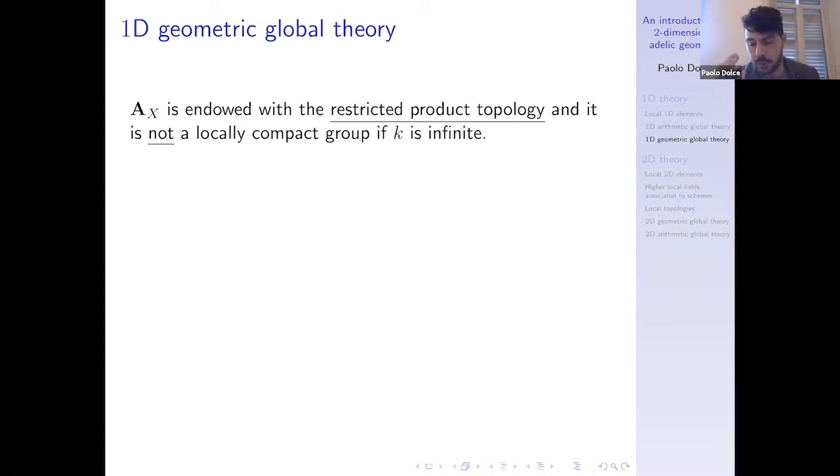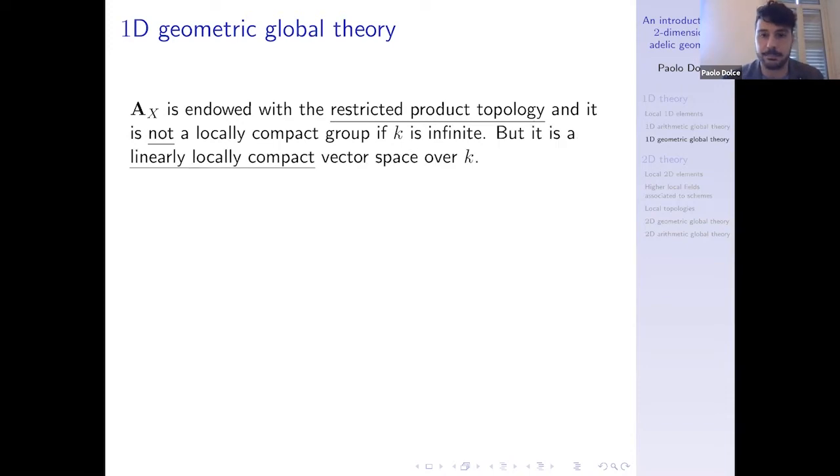So for groups, we have Pontryagin theory of local compactness. Otherwise, for vector spaces, we have Lefschetz theory of linear compactness. So these theories are kind of parallel. What you get from Pontryagin duality, you have more or less the same in the theory of vector spaces, in this theory of Lefschetz linear compactness. So we have that the ring of adeles is a linearly locally compact vector space over K.